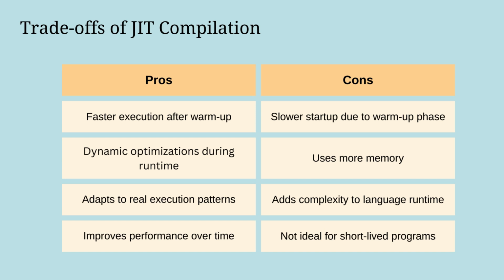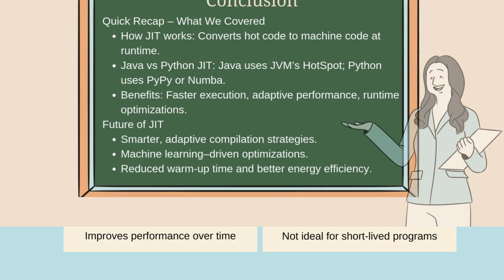JIT introduces a warm-up delay at the beginning since it starts by interpreting code. It also consumes more memory as it stores compiled versions of the methods. Implementing a JIT system is complex and adds overhead to the language runtime. And in the case of short-lived scripts or programs that mostly perform input/output operations, JIT may not have enough time to show any real performance gain.